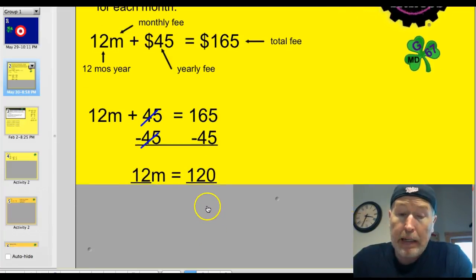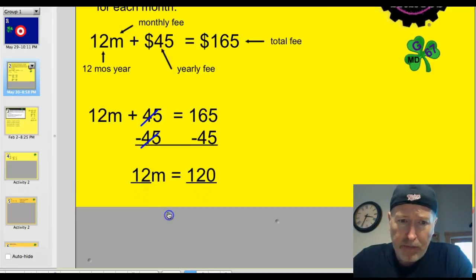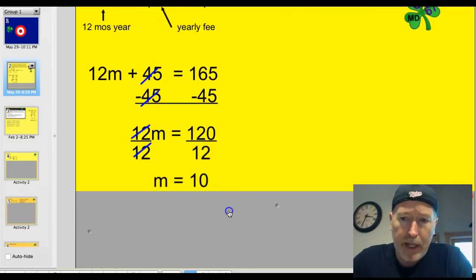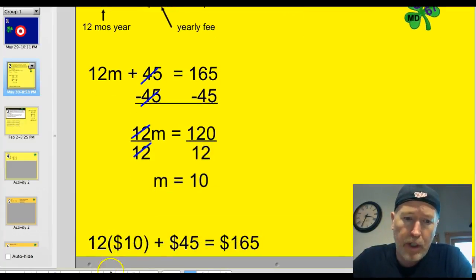So this is multiplication. I have to divide to get the answer, to isolate it further. So I'm going to divide both sides by 12, and those 12s will cancel off, leaving me m equals 120 divided by 12, which is 10. The answer seems reasonable, but let's plop it in and check it to make sure it works. 12 months times $10 would be $120, plus $45 would be $165. Perfect. It works out just fine.